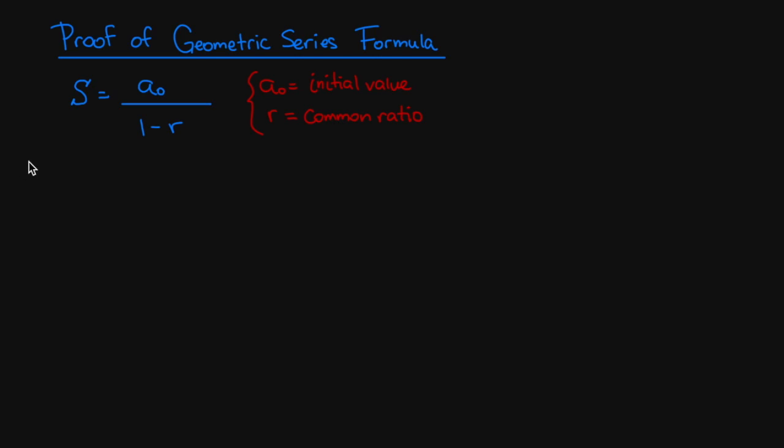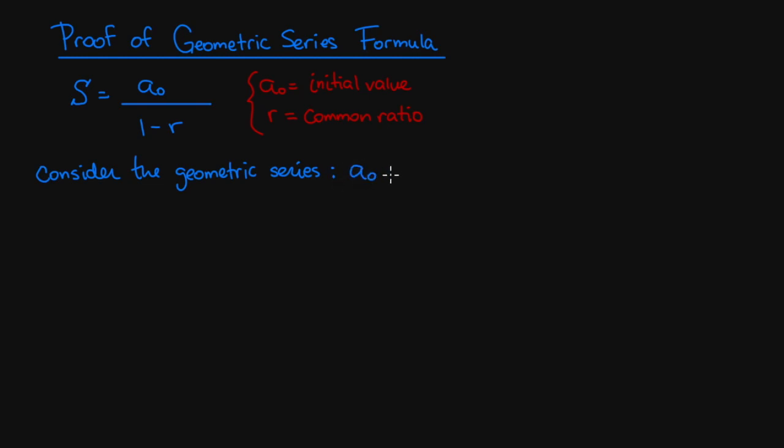Hi everyone. So today we're going to look at the formula for the geometric series and give a proof of why it works or where it comes from. So when we first learned about geometric series, we were given that the sum S is given by a0, the initial value, divided by 1 minus r, where r is the common ratio. So let's see where that comes from.